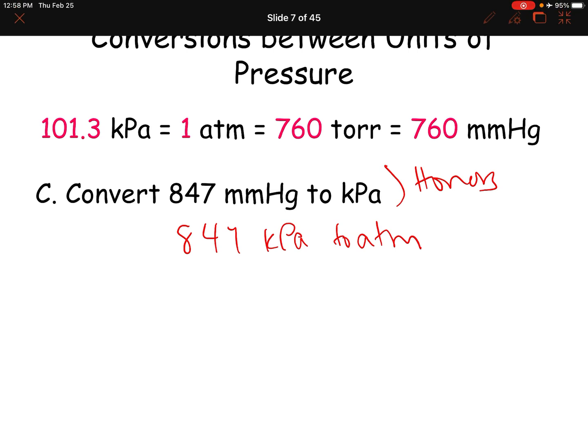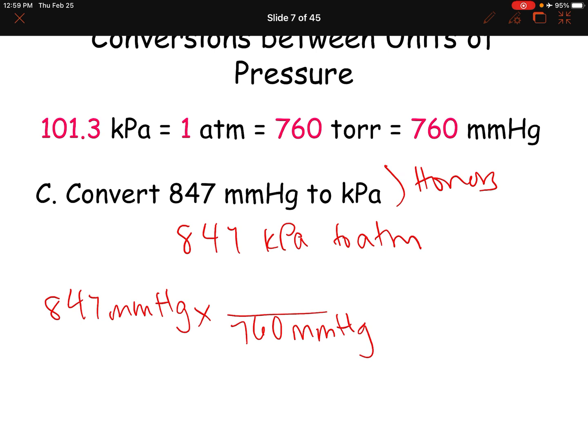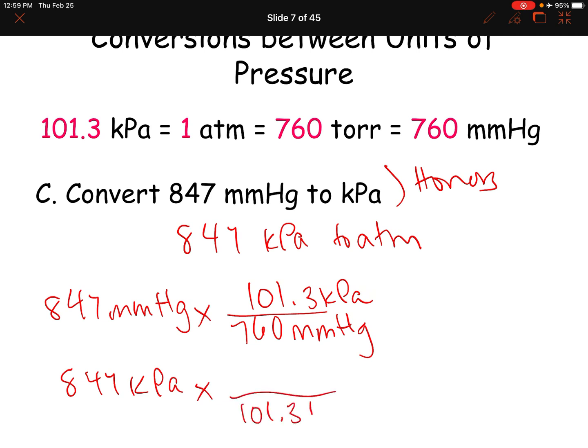Stay with me here. If you're in the honors class, your book says 847 millimeters of mercury. So we're going to use 760 millimeters of mercury is 101.3 kilopascal. If you're in the college prep, it says 847 kilopascal, and so we'd go away from kilopascal and go to atmospheres. So now let's do that math.